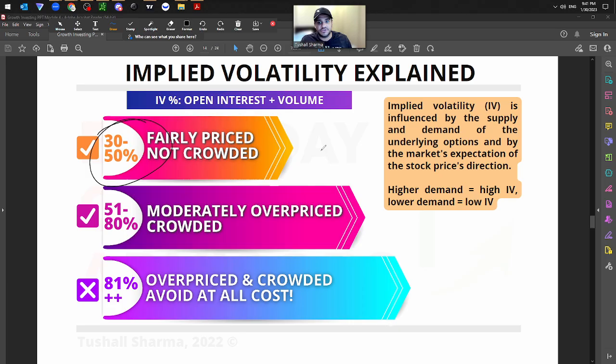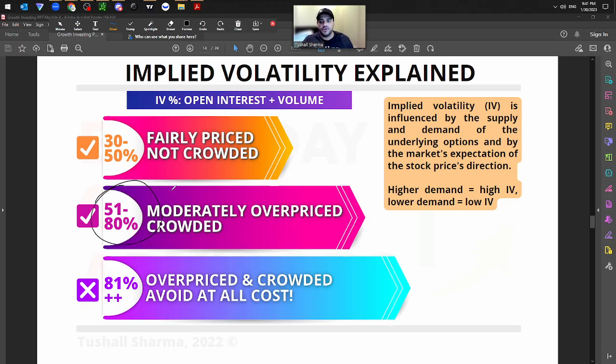When IV is 30 to 50%, options are typically fairly priced. Not so crowded. That means you can still buy these at a decent price, and they have the capability to expand in value. If it's low IV, it means not so many people are in the trade just yet, not for that strike and expiry. This also allows other people to jump into the trade.